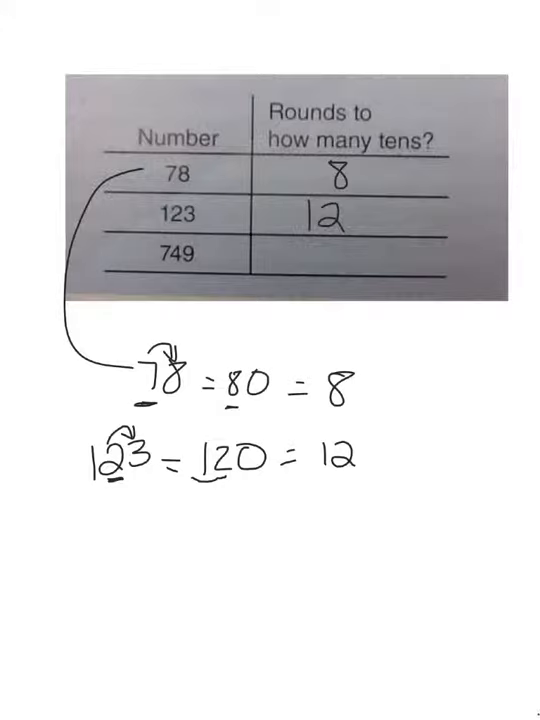Let's try my last one. I have 749. My first step is I round my number to the nearest 10. I find my tens place, I look to the right. I see that I look to the right of 4 and it's 9. Since it's more than 5, this 4 is going to grow and become a 5. So I'm left with 750. How many tens is 750? Again, I look to the tens place and whatever else is to the left. So that would be 75. So 749 rounds to 750, which is 75 tens.